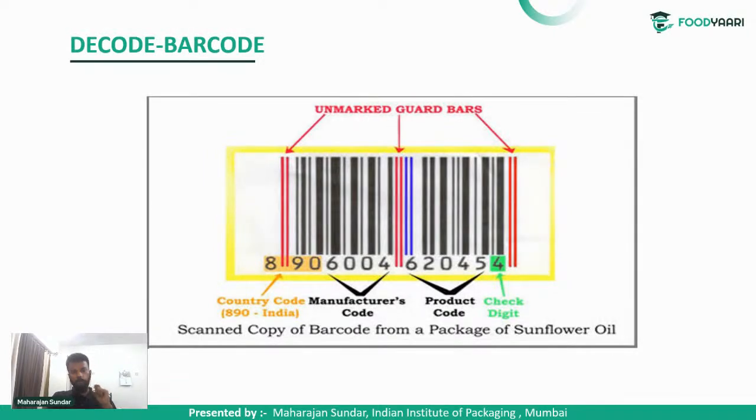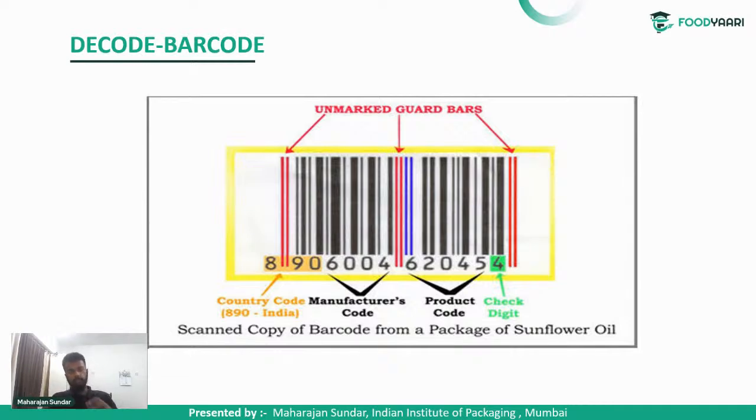Decoding barcode. We all know what a barcode is and its purpose, even before I explain it. But what are the numbers mentioned in it? We should know it, right? Let us discuss. The first three mention the country code, the next four mention the manufacturer code, the next five represent the product code, and the last one is the check digit. It is used for checking purposes.